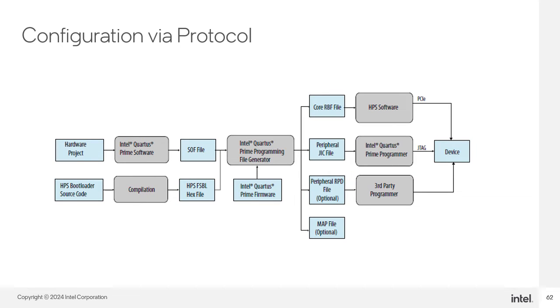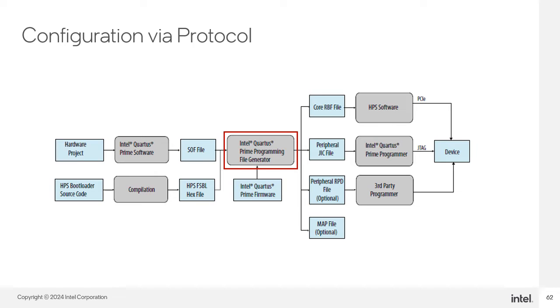Here's the configuration via protocol sequence. Compile the hardware project with Quartus Prime to obtain the SOF file. Compile the HPS FSBL source code to obtain the HPS FSBL hex file, or use a precompiled file. Use the programming file generator to create the following files.